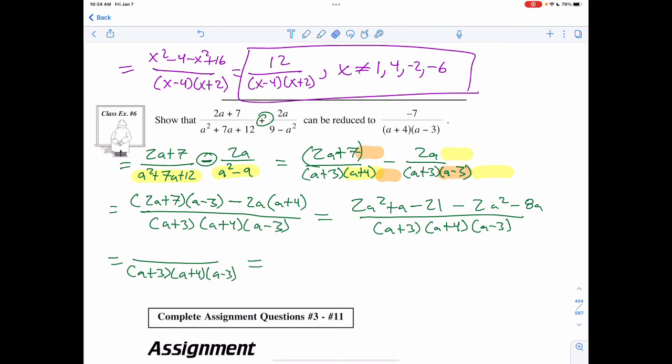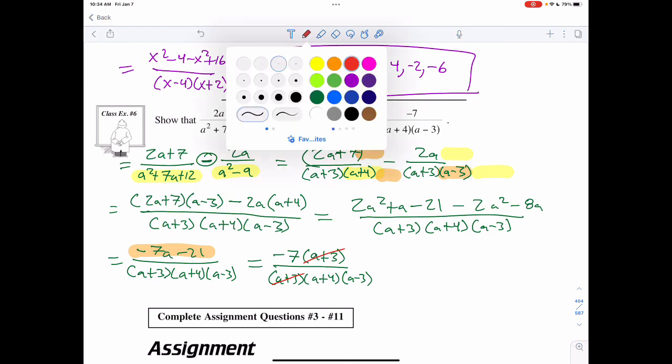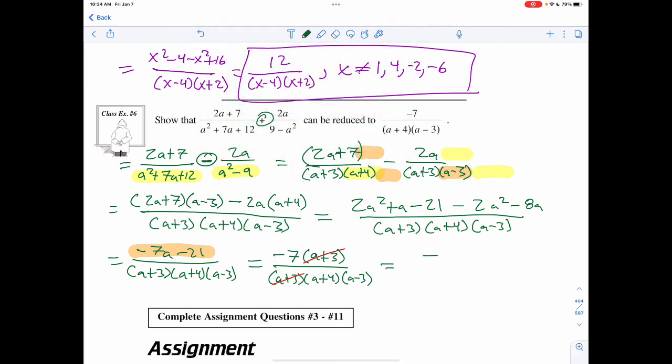I'm going to factor down the numerator and get negative 7 times (a plus 3), and I can cancel out the common factor in the numerator and denominator, the (a plus 3), and I'm left with negative 7 over (a plus 4)(a minus 3). And I get the same answer.